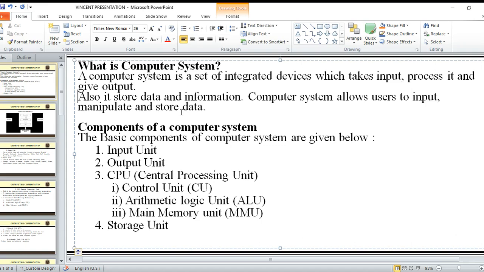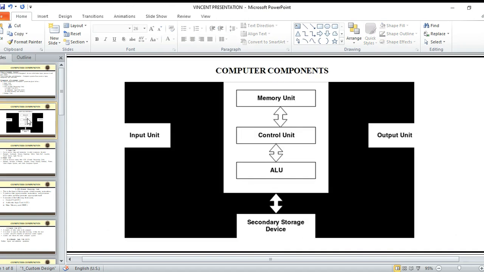So the basic components of a computer include the input unit, which is made up of input devices, output unit made of output devices. Then we have the CPU, which we term as central processing unit, and it has three components in it. These are control unit, arithmetic logic unit, and main memory. We also have the fourth one, storage unit. So allow me share with you the diagram containing all these components.